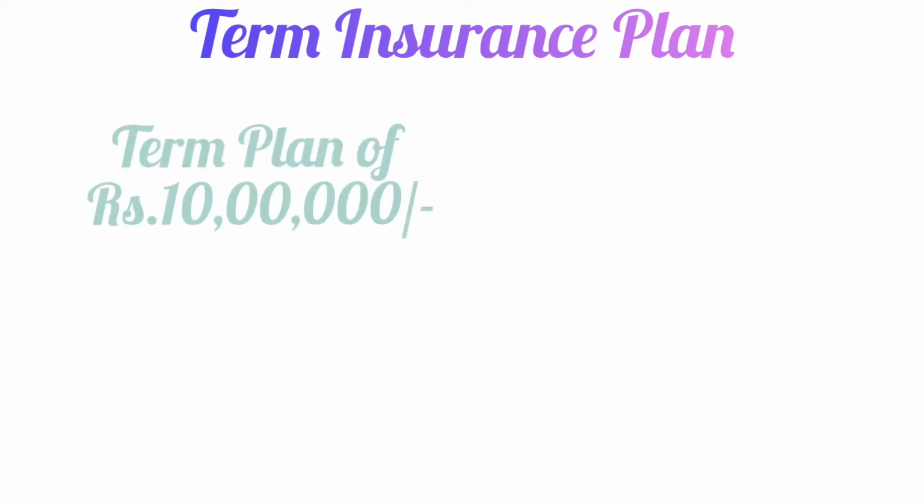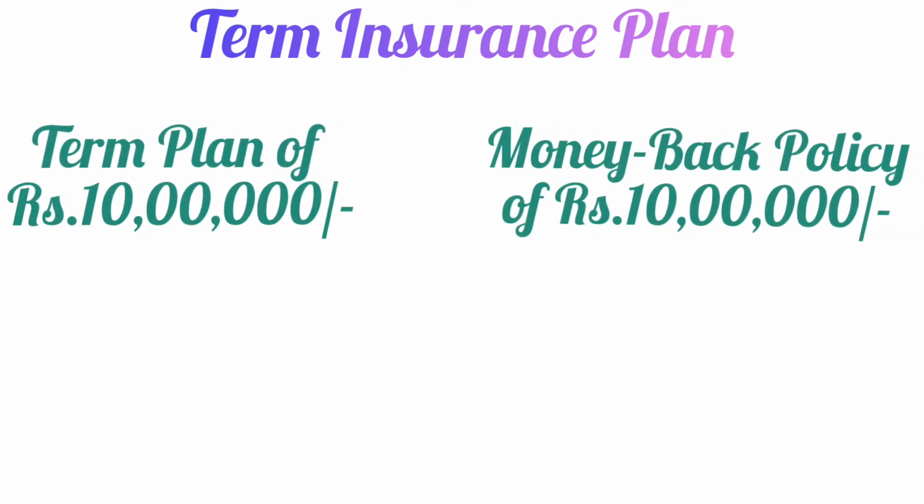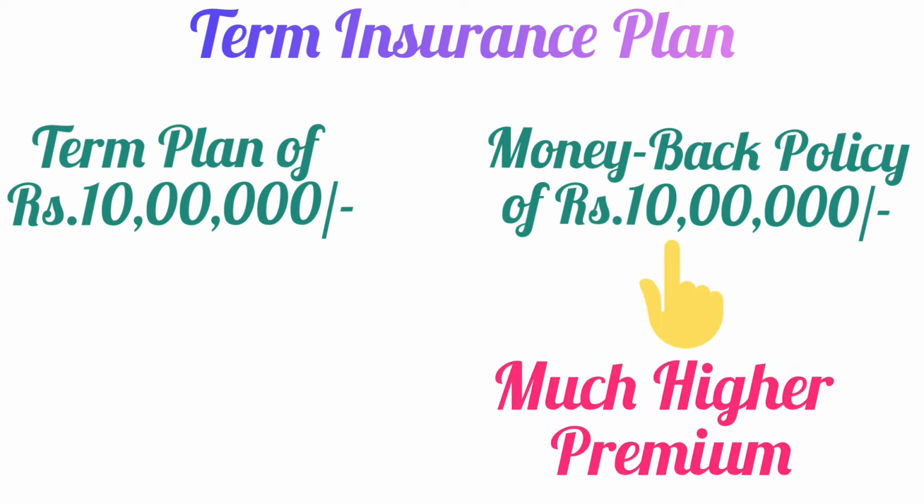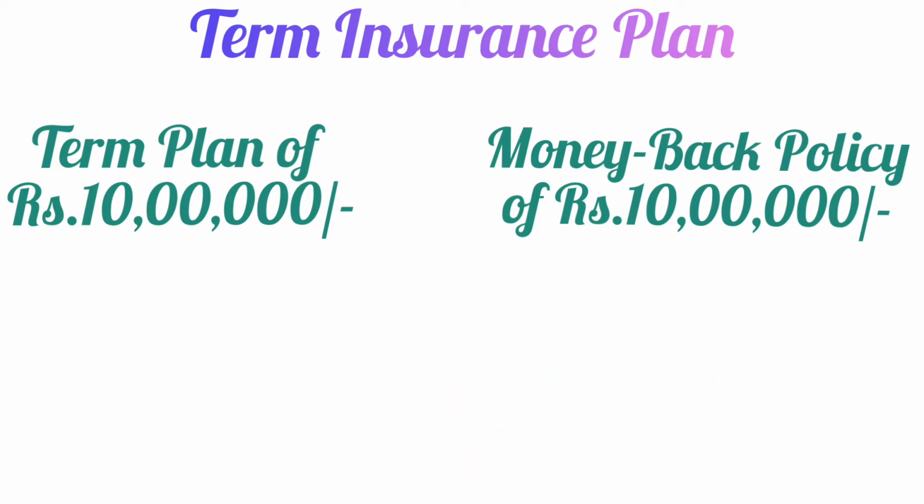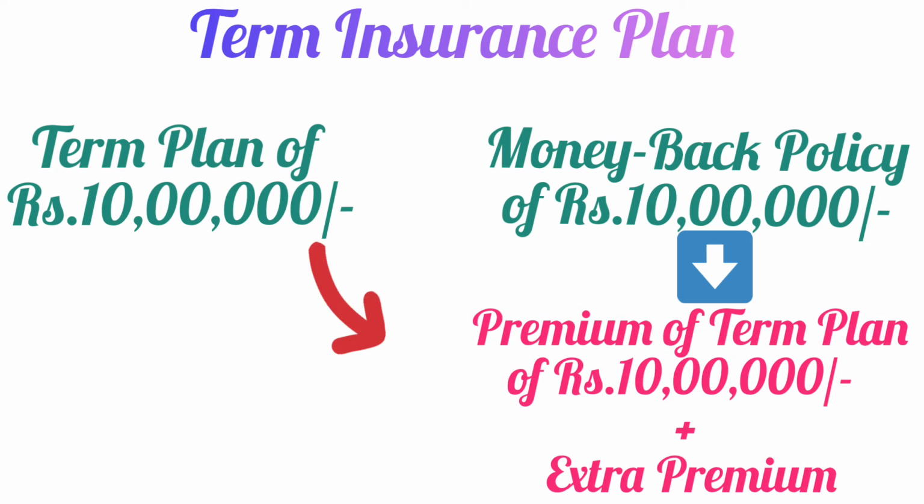For example, let's compare term plan of rupees 10 lakhs and money back policy of rupees 10 lakhs. If you compare term plan premium of 10 lakhs and money back policy premium of rupees 10 lakhs, you will realize that the premium of money back policy is much higher as compared to the pure term plan. This is because the 10 lakh money back policy will have a built-in term plan of rupees 10 lakhs. So the premium of rupees 10 lakh money back policy will have the premium of term plan of rupees 10 lakhs plus some extra amount, and this extra amount that you will be paying will be for the extra benefit that you will get in the money back policy.